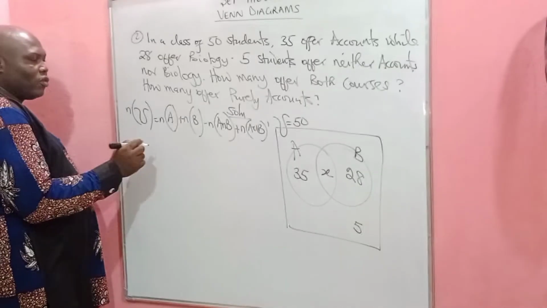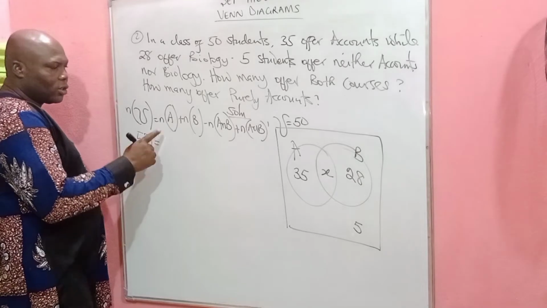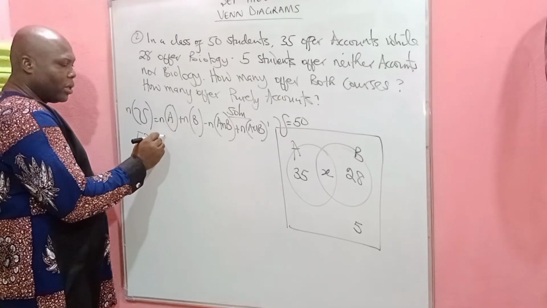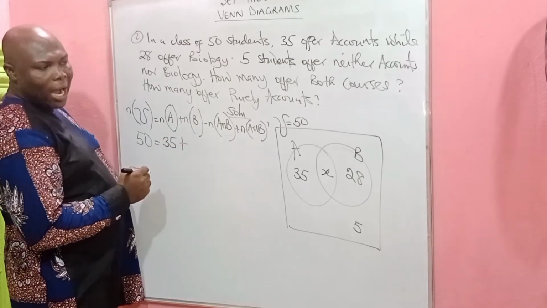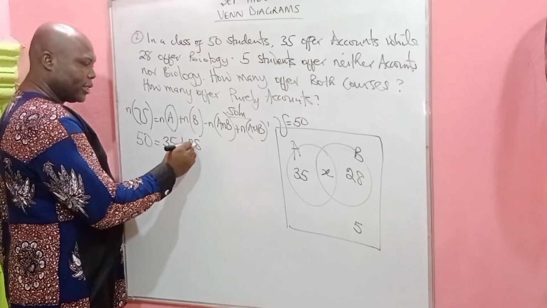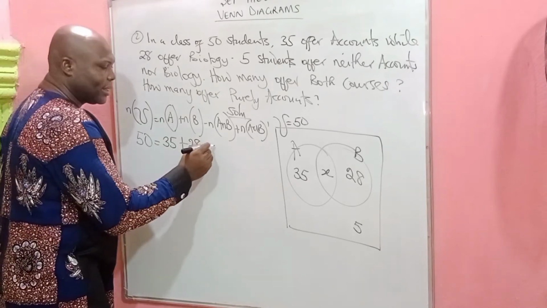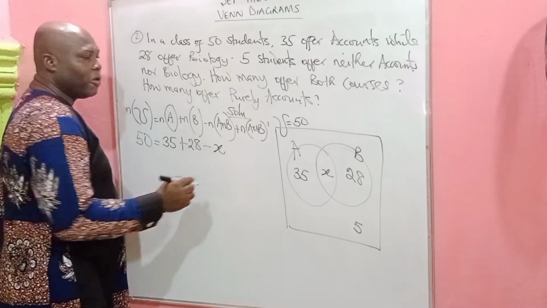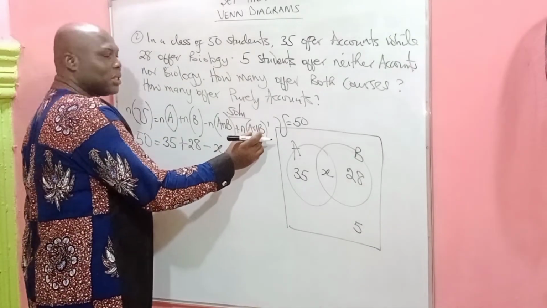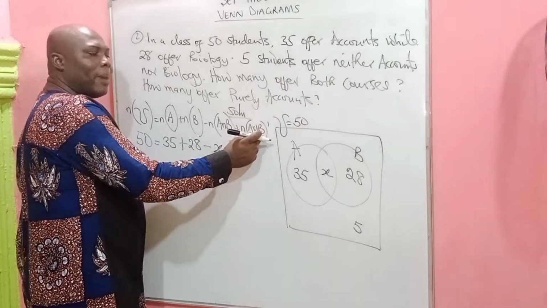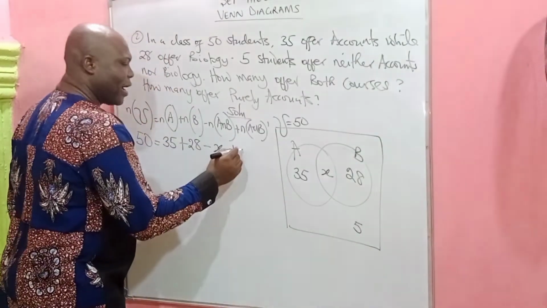So we have the number of the universal set. They say it's 50. It is equal to the number of those that offer accounts, that is 35, plus the number of those that offer biology, that's 28, minus the number of those that offer accounts and biology, that is X. That's what we are looking for. Then plus the number of those that do not offer accounts or biology. That's why we say account, biology or complement. They don't offer accounts or biology, and that's 5. All right.